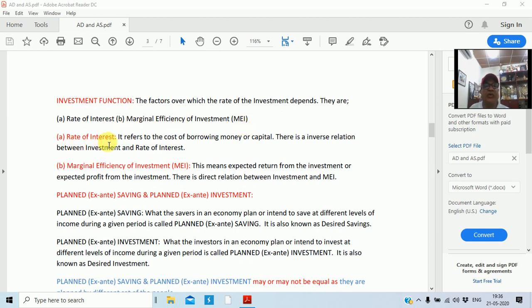How does investment depend on the rate of interest? As I told you, the investor is not going to bring money into the business from his house. He is going to take credit from the bank. He is going to borrow the money from the bank. So when the investor borrows money from the bank, what is the investor paying against it? Rate of interest. So investment depends on that.